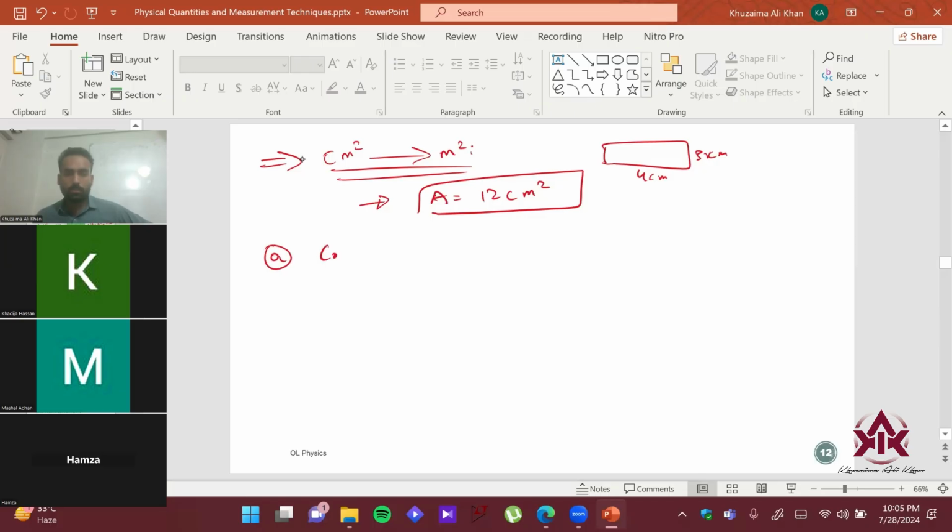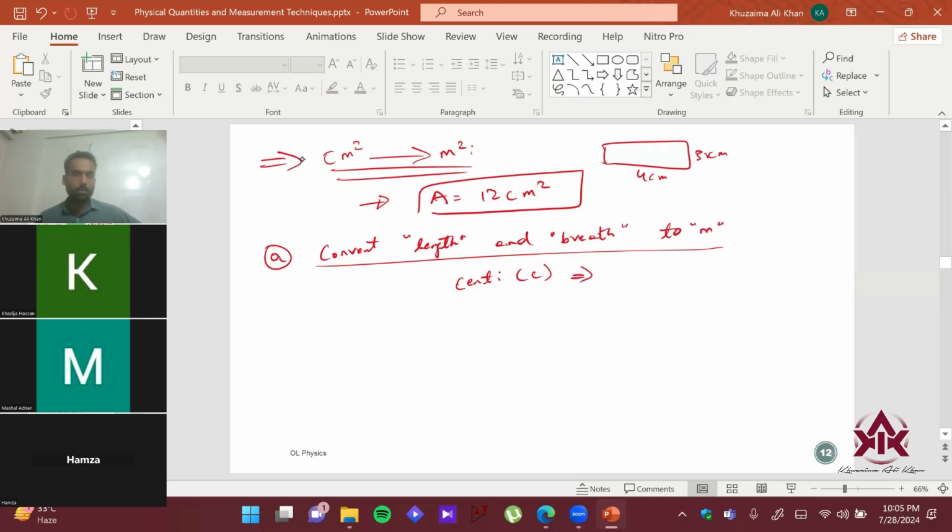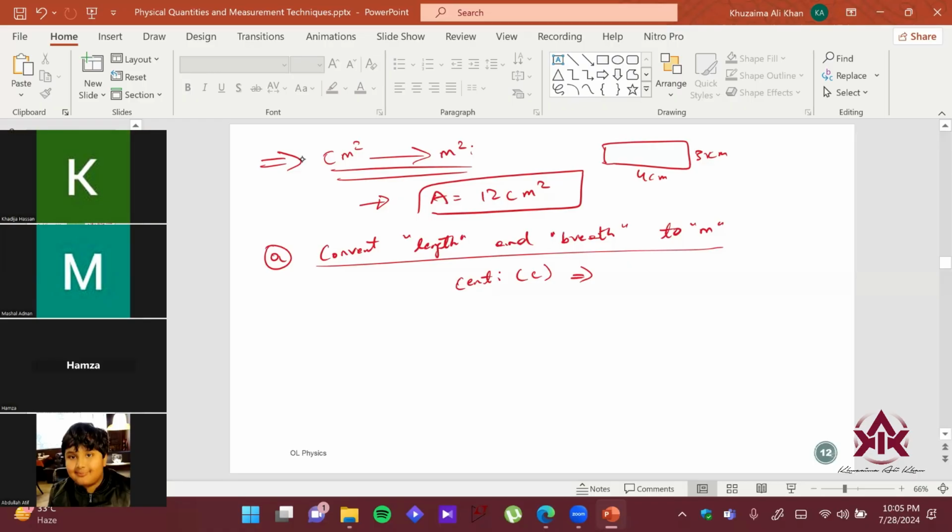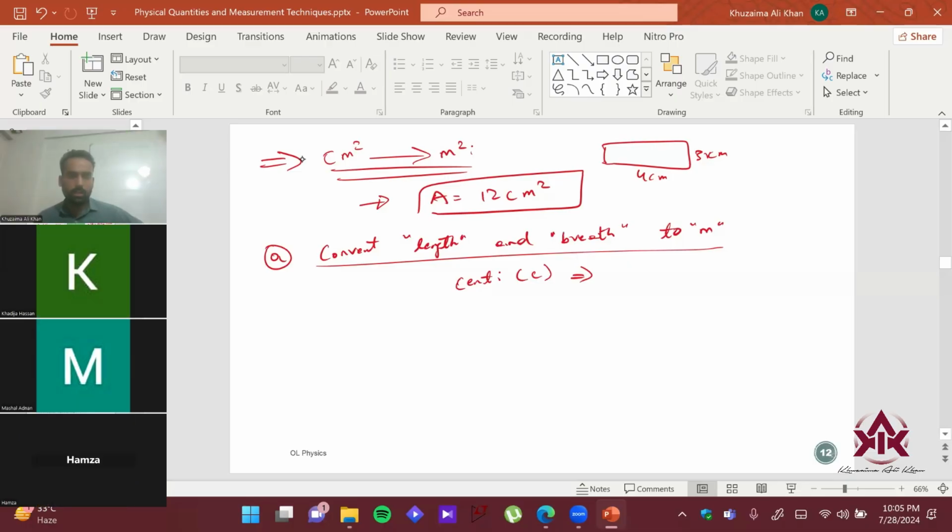You can convert the length and breadth to meters, right? So let's do that. So what's the equivalent of centi? What's the equivalent of centi, Mashal? What is the equivalent of centi in 10 to the power something? Yes, Mashal. Is it 10 to the power minus 2 or is it 10 to the power minus 1? 10 power minus 2. 10 to the power minus 2, right?